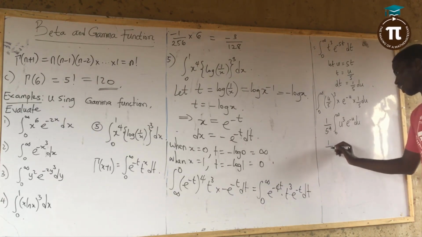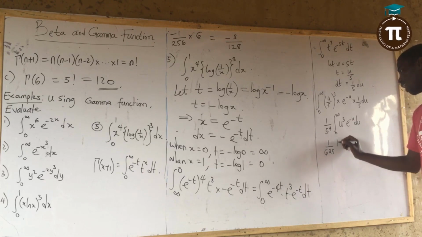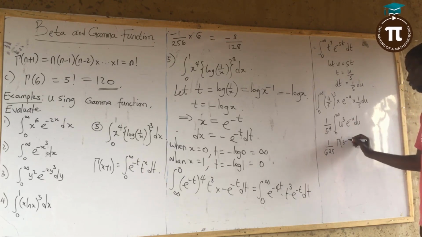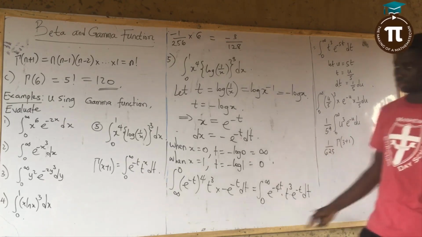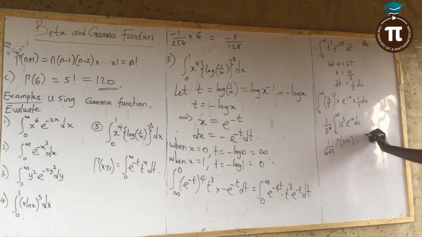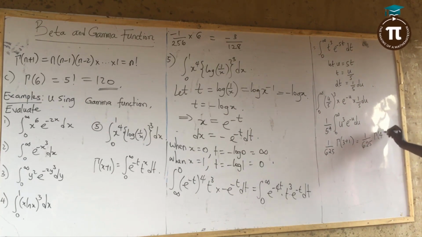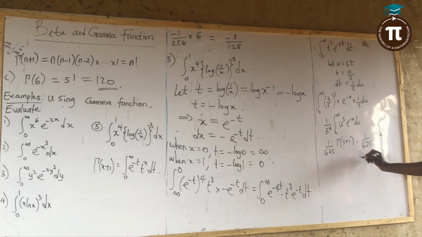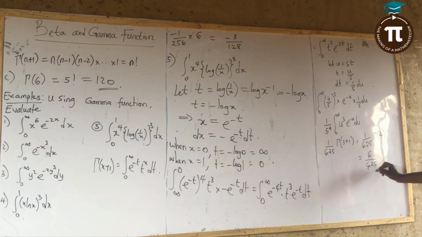This is 1 over 625 gamma of 3 plus 1. I hope you understand what this is. Gamma of 3 plus 1, so 1 over 625 gamma of 4. Gamma of 4 is 3 factorial. 3 factorial is 6. So the answer will be 6 over 625.